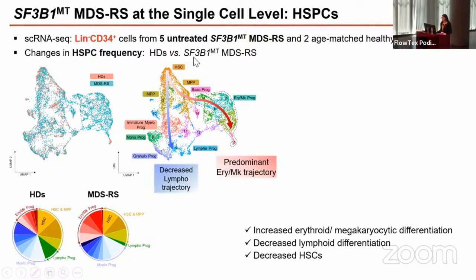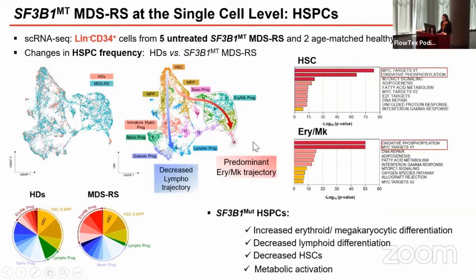And what we found is that the MDS-HSCs have a predominant differentiation towards the erythroid megakaryocytic progenitors, as you can see here. There is a decreased lymphoid differentiation, and a decreased frequency of the HSCs. When we studied the transcriptomic analysis of the HSC compartment and the erythroid megakaryocytic progenitors, we saw a metabolic activation, which is possibly happening because there is a low percentage of erythrocytes in the peripheral blood.